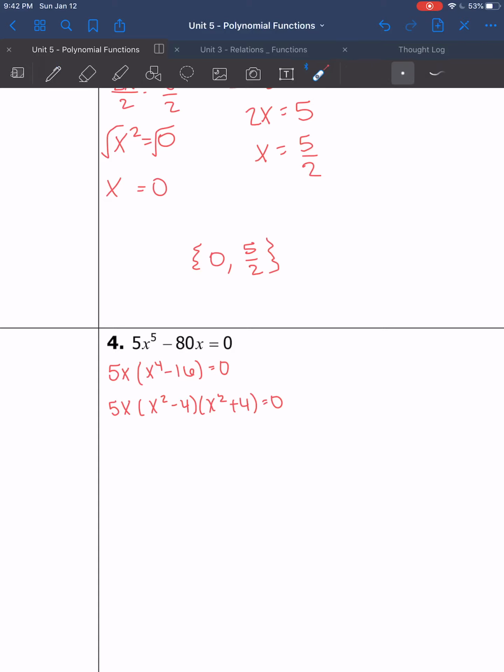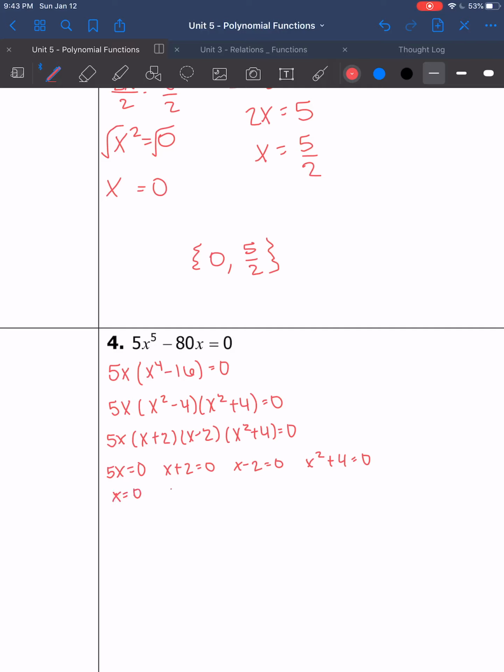But then notice here that this guy is also a difference of squares. So I'm going to have 5x times x plus 2 times x minus 2. And then I still have x squared plus 4 equals 0. So what I'm going to do is set all these little guys equal to 0. So 5x equals 0, x plus 2 equals 0, x minus 2 equals 0, and x squared plus 4 equals 0. So when I divide 0 by 5, I still get 0. x equals negative 2, x equals 2.